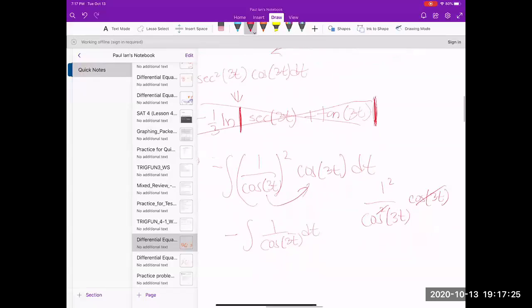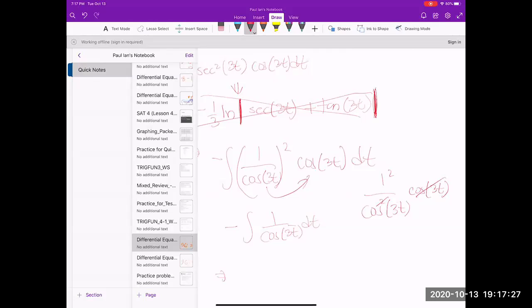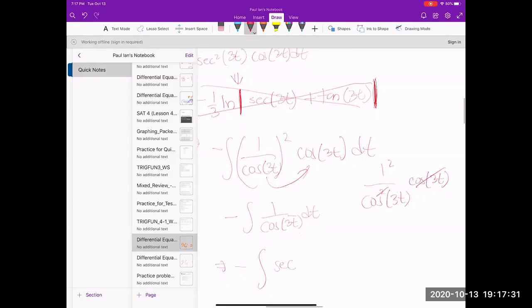And from there you just do your identity. So what is that? That's the reciprocal, right? So secant 3t dt. We know this one.